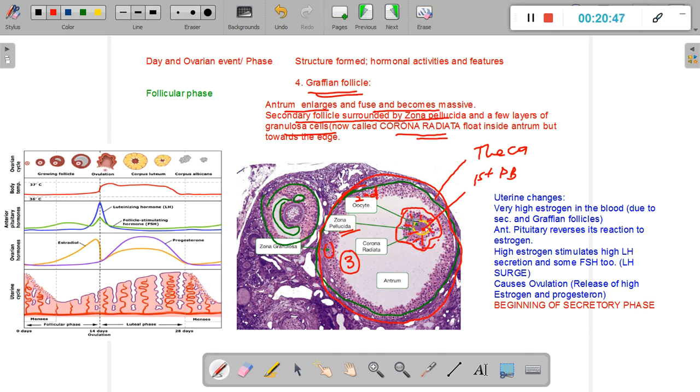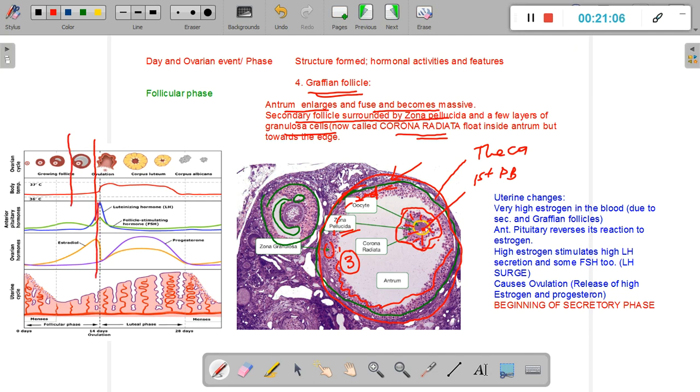Corona radiata on the inside has zona pellucida. We got a secondary oocyte, we got a polar body, and then we got an antrum, and then we got these granulosa cells on the outside, zona granulosa, and then theca cells. So this is what the Graafian follicle is, and we have reached here now. We are at this particular stage now.